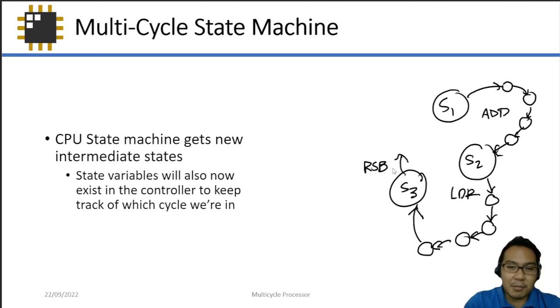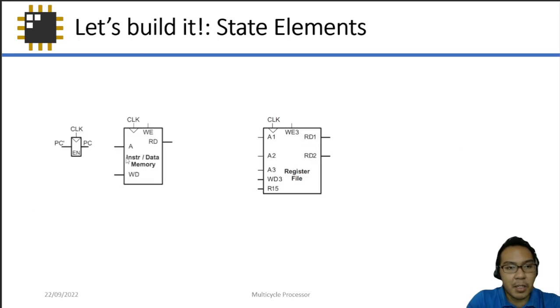And that's basically the difference of what happened for our state machine now. So what happens is that state variables, or state elements, will now also exist inside the controller to keep track of which cycle we're in. The recommended way of doing this is using one hot encoding, and you can think of how to implement a controller yourself after we're done with this lecture. I would recommend using one hot encoding for it.